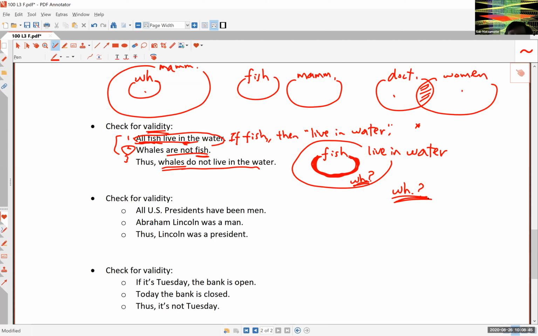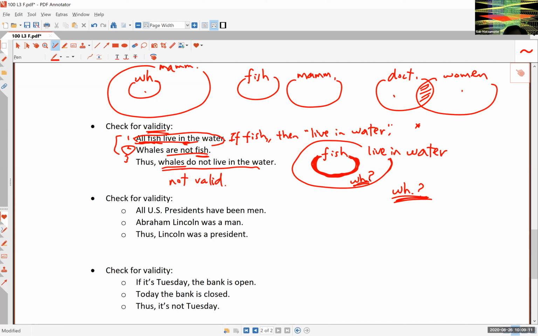So you cannot determine or conclude that these objects called whales are inside of this outer circle or outside of the outer circle. And so this conclusion is not valid. Do you see that? Because based on these two circles, you cannot determine if the whales are outside of this outer circle or inside of the outer circle.